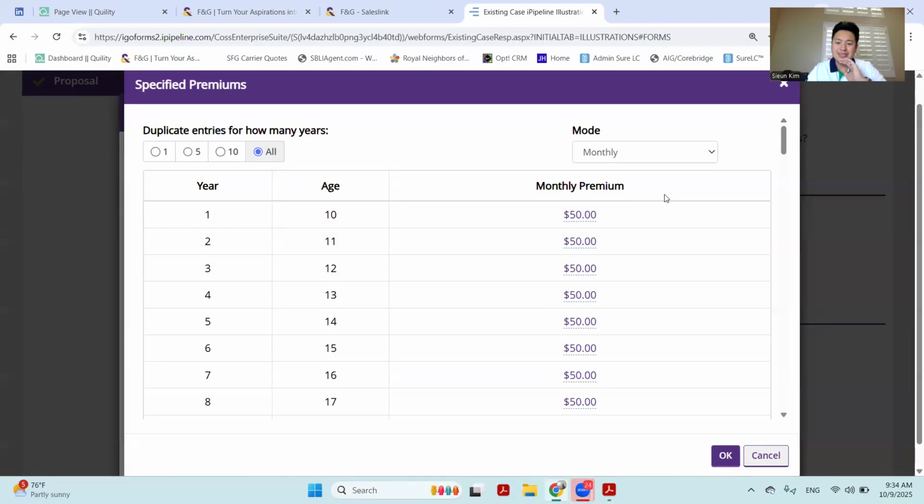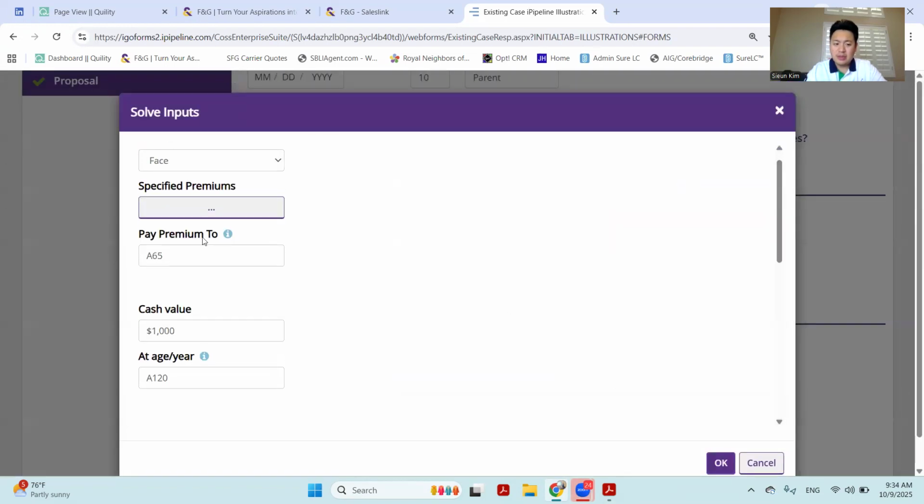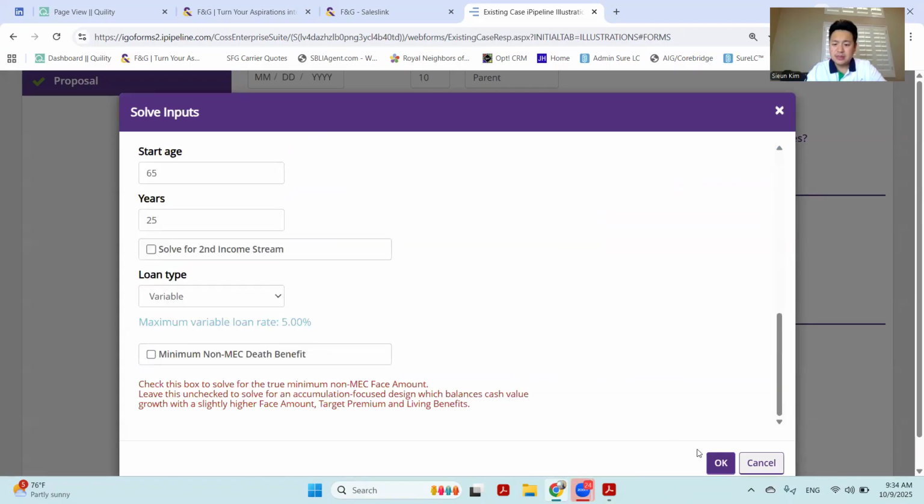But let me show you something else. In case it's like $100 or more, if it's $100 or more, then there's another way you can set it up. So I'm going to show you an example. $100 this time. Okay. So that's $100 a month, paid to age 65, income starts at 65. So this is standard.